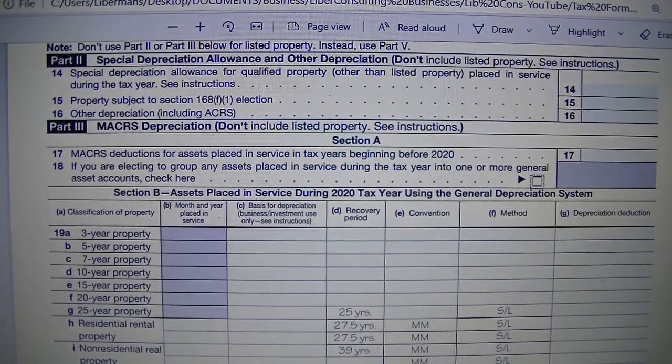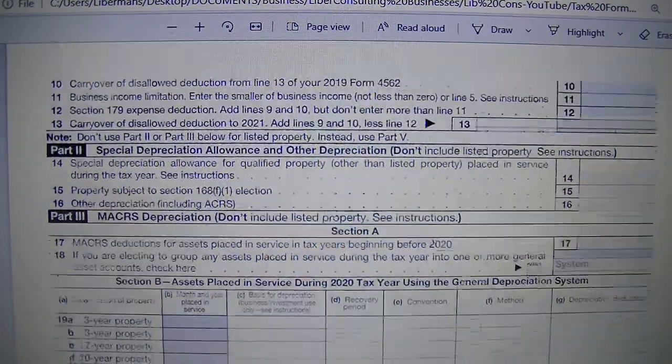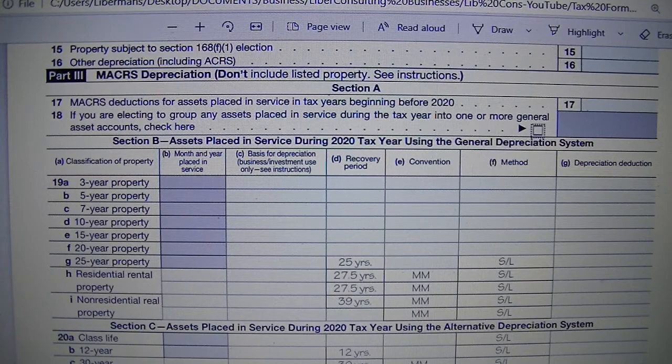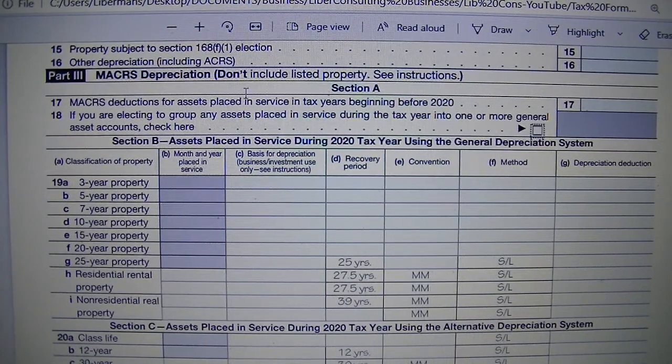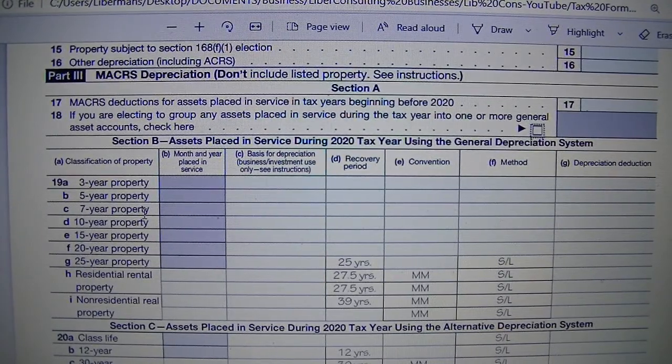Form 4562, Depreciation and Amortization. Part 3, MACRS, Modified Accelerated Cost Recovery System depreciation. Section B. We'll cover section B in this session.